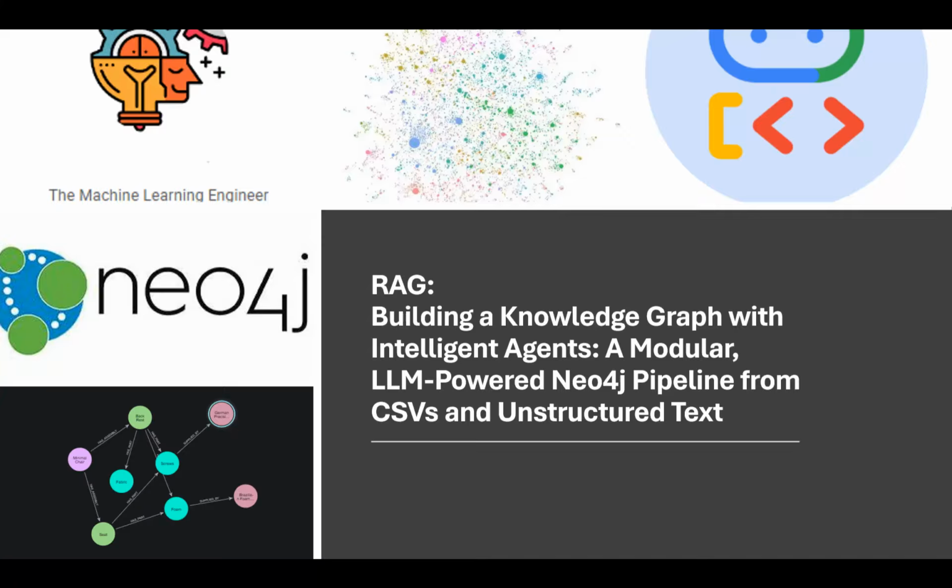Today we continue our journey with another video on the series RAG, Retrieval Augmented Generation, and the topic of today is how to build a knowledge graph using intelligent agents. We are going to build a pipeline which will create a knowledge graph into Neo4J, the well-known graph database, using either structured data or unstructured data simply coming from text.